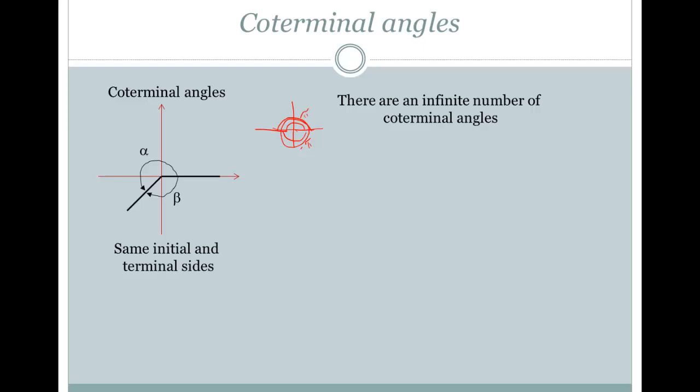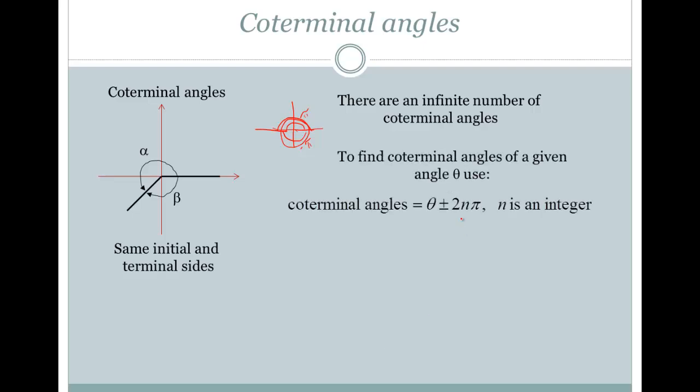How can I find some? You can add plus or minus 2n pi. In the example I just did, I had pi plus, letting n equal 1, 2 pi, and I got 3 pi. I could also subtract 2 pi: pi minus 2 pi equals negative pi, and we saw that was also a coterminal angle for pi. So there's an infinite number here.